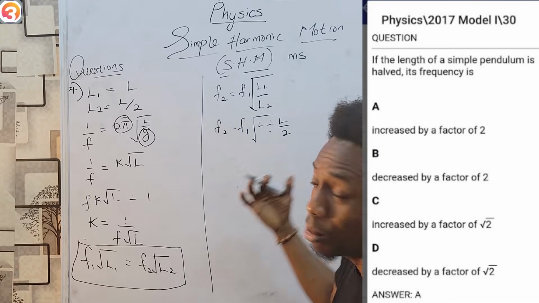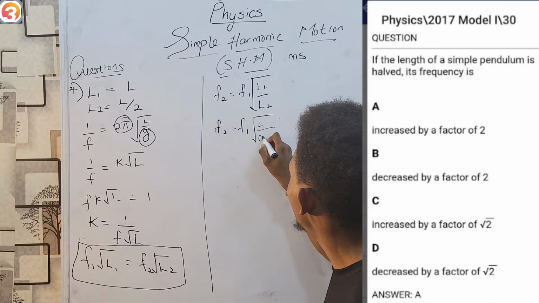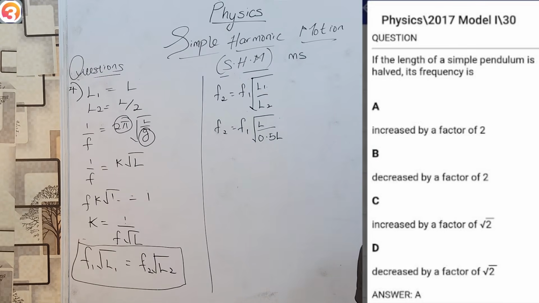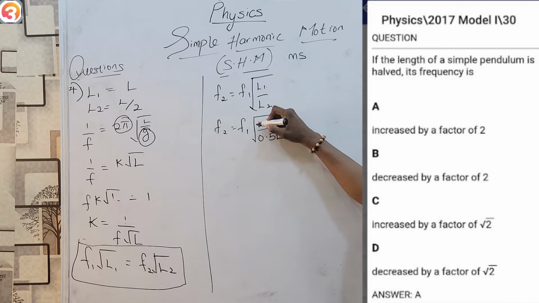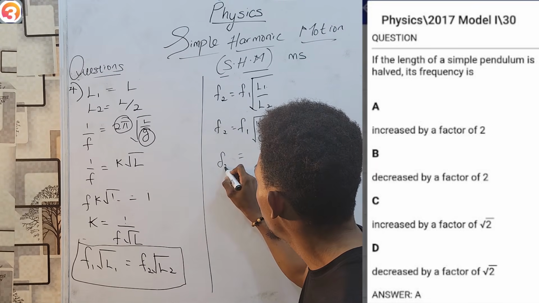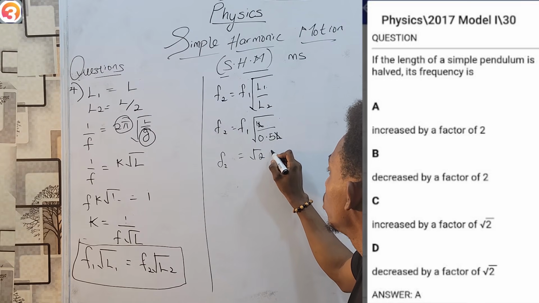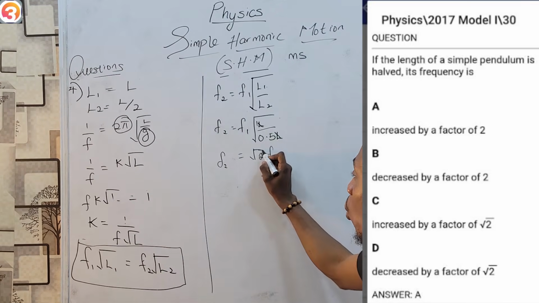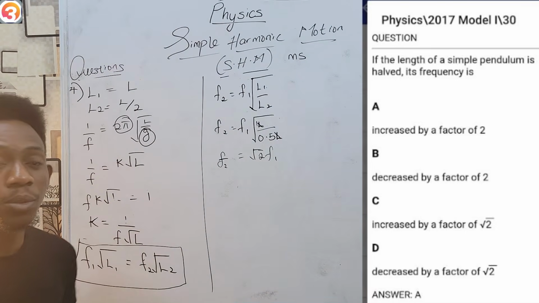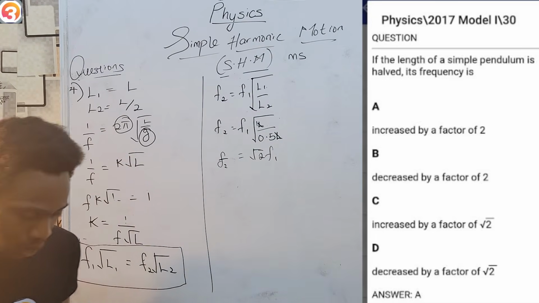Or if you prefer to make this solving much faster, you know that L over 2 must be 0.5 L. That will go with division of fractions, which may be a little bit longer. The reason why is because I know here L can cancel L. Then f2 becomes equal to root of 1 over 0.5, which is root 2. So root 2 f1. Indicating that my second frequency simply becomes a root 2 factor of the first frequency.